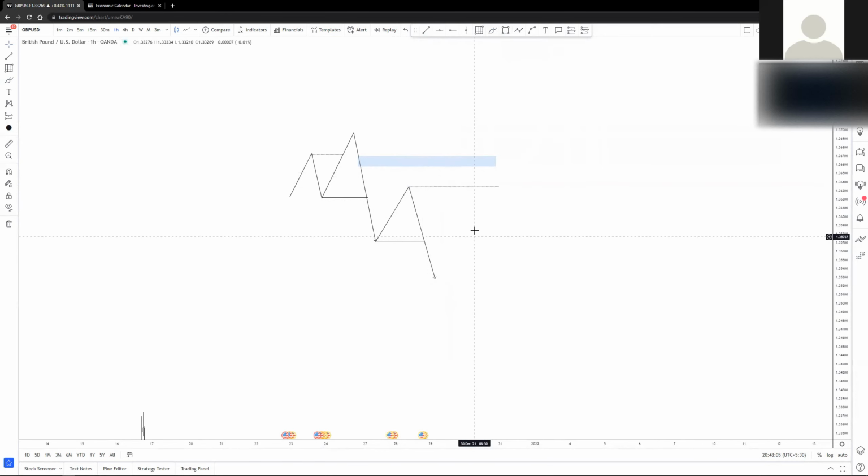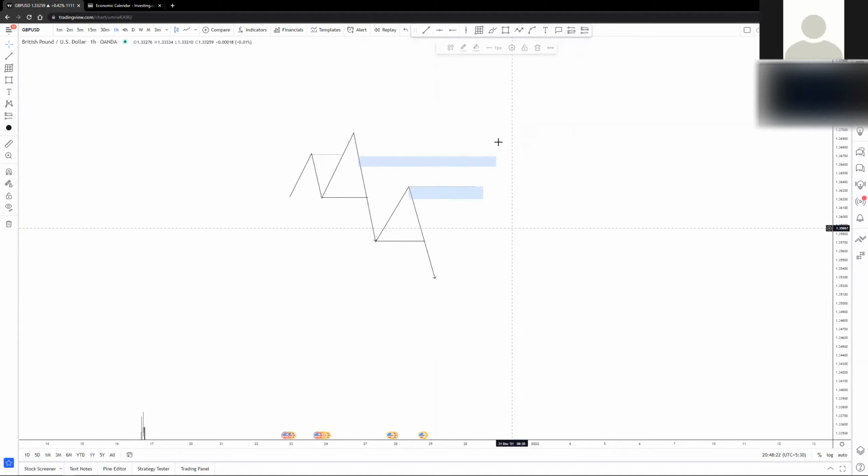Why is this an inducement? People are induced into believing that this right here is a breakout structure point. Once we get into trading ranges, you'll understand why this is not a breakout structure point. So let's say we had a point of interest here.